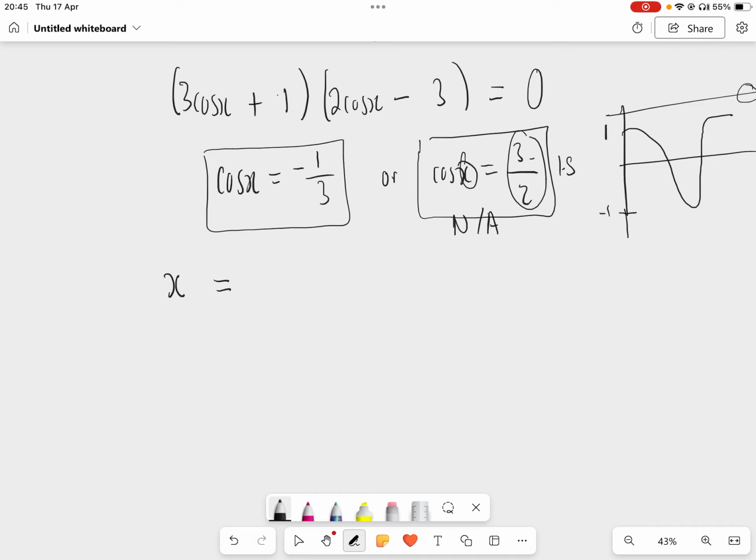Now that 1.91 is your reference angle. So you're going to say plus or minus that 1.91. And then because it's the general solution, you're going to say plus k times 360. And don't forget that k is an element of the integers. And then you are done with your answer.